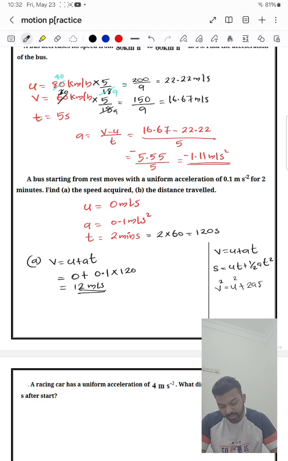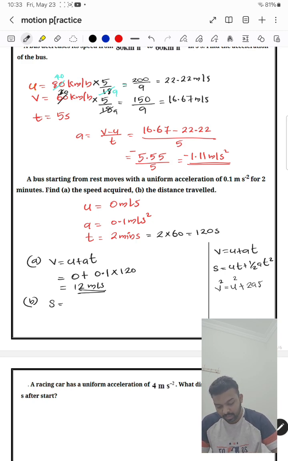Now going on to the next question, we have to find the distance. I have told you, if you need to find the distance, you can use the equation which connects with s. Understand one thing: we have two equations where the s is coming. If the time is given, you can use the second equation. If the time is not given, you can use the third equation. Clear? So you have to use the second equation because the time is given here.